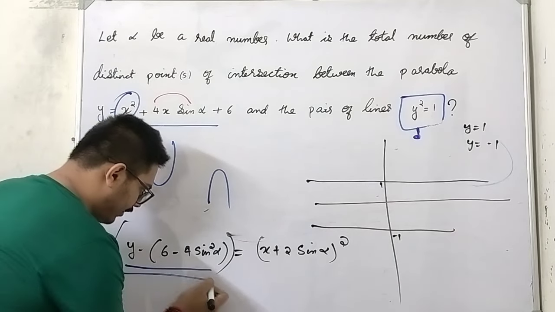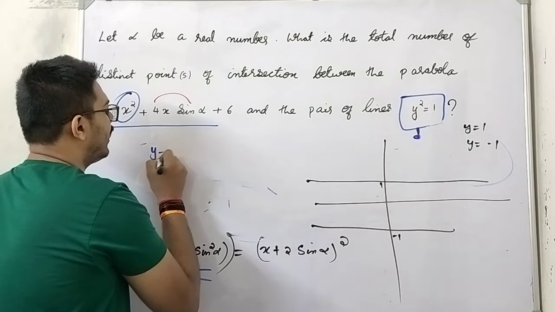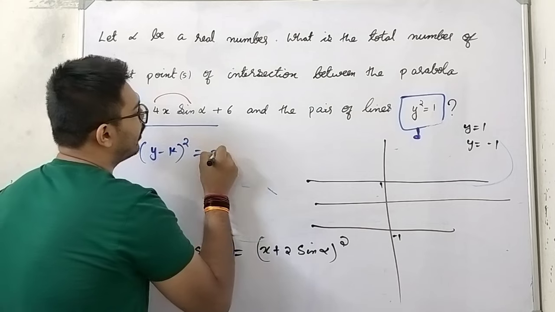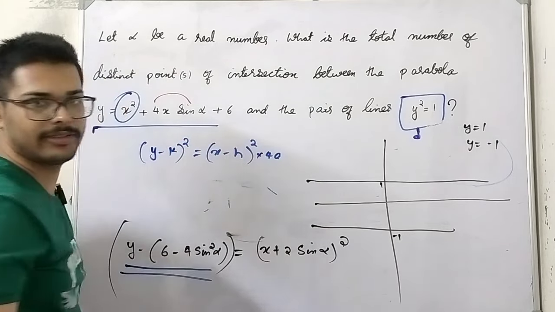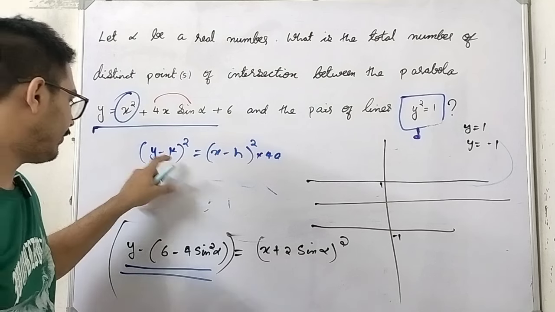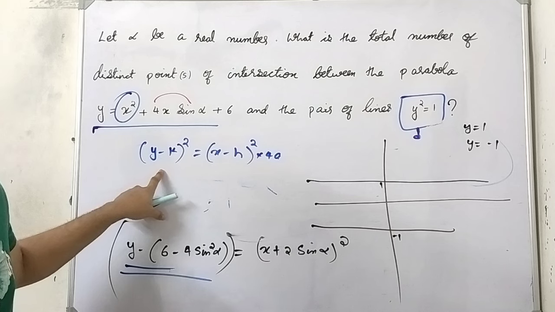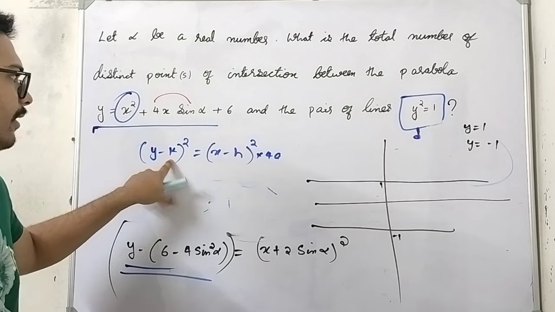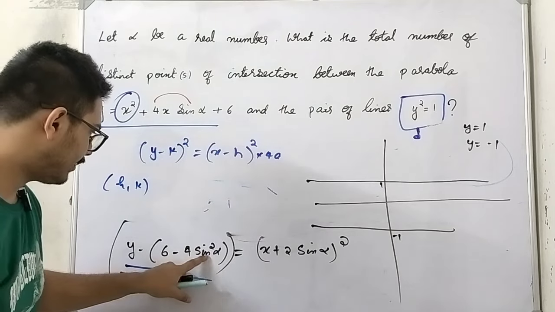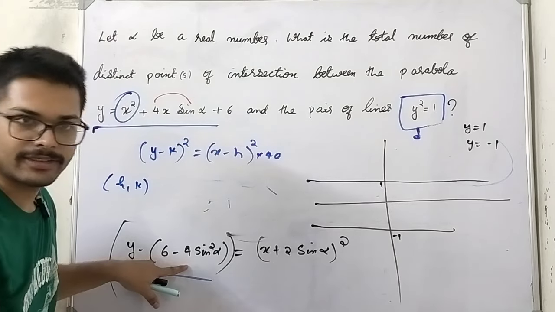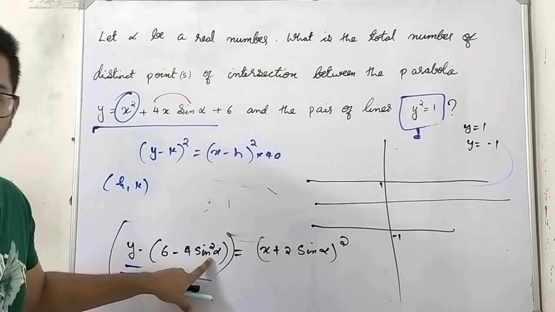What is the general form of a parabola? y minus k the whole square is equal to 4a into (x minus h) the whole square. If you subtract some quantity from y, the origin is shifted, which means the vertex is at the point (h, k). This is the equation of a parabola with the vertex at (h, k). Similarly here, the y coordinate of the vertex is 6 minus 4 sine square alpha.